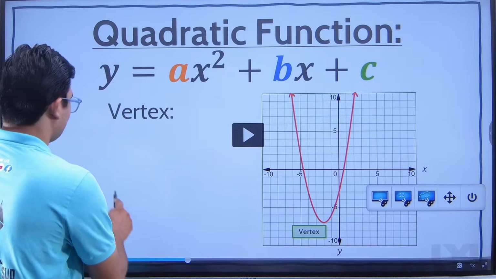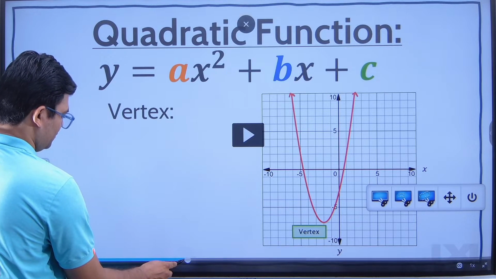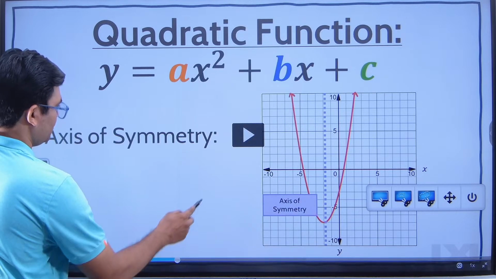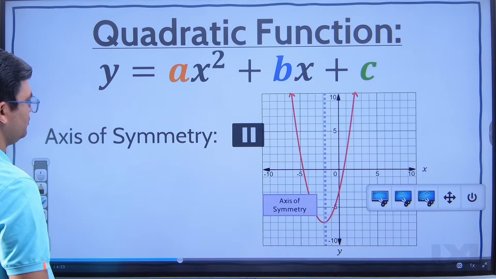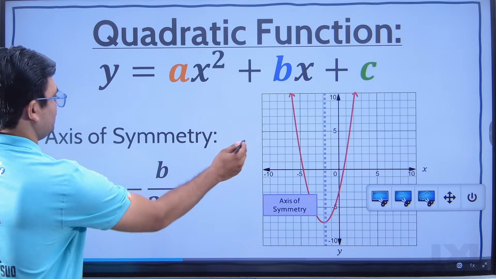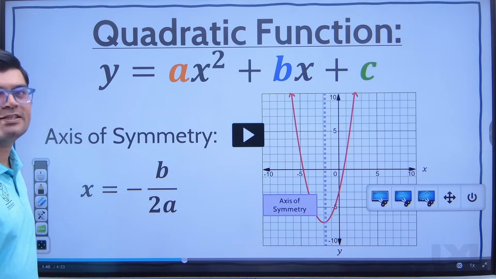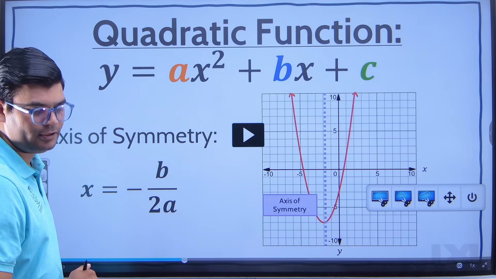Please note this. Axis of symmetry by using the formula x equals negative b. So first you will find x is equal to minus b by 2, right? Yes, sir.